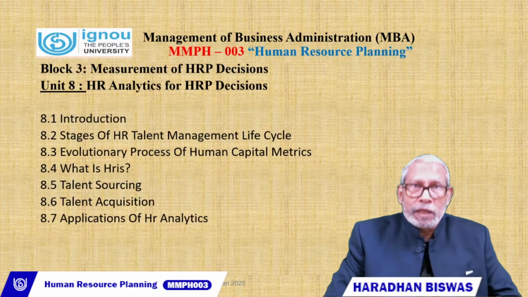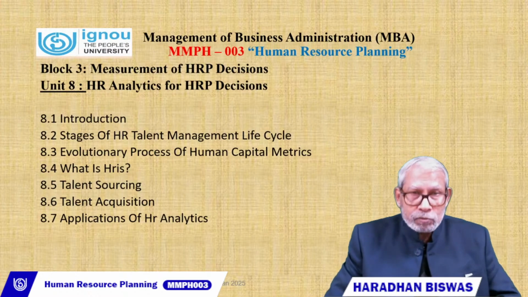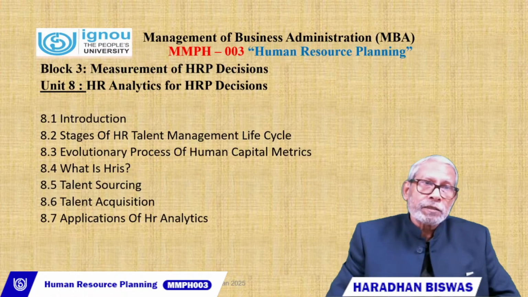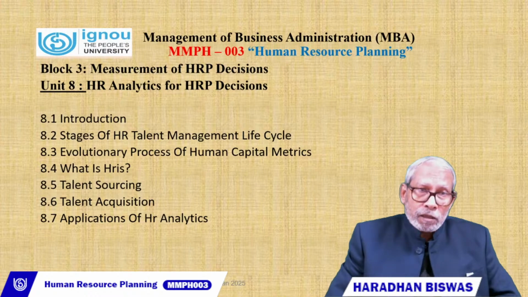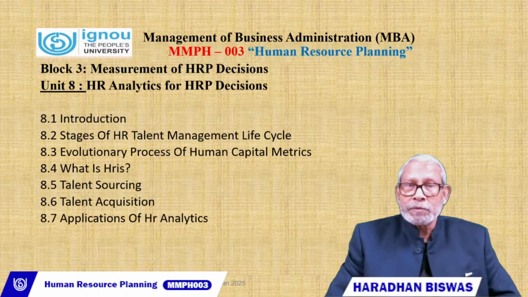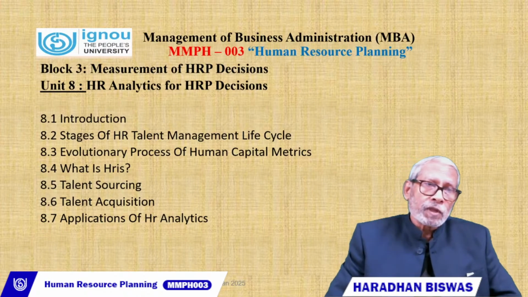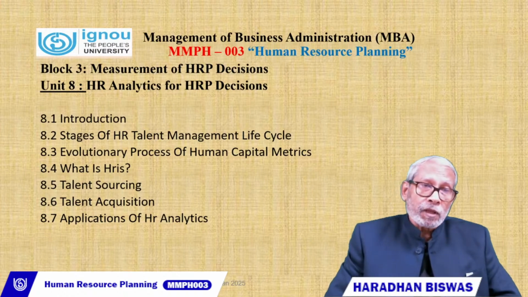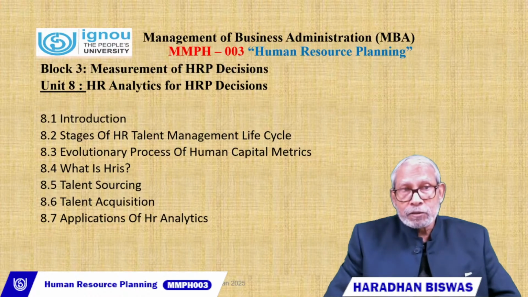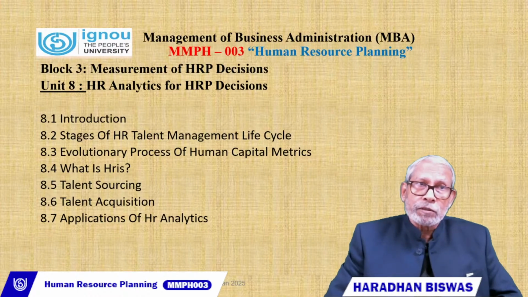Now I have to go for unit number 8. HR analytics for HRP decisions. Now, to take the decisions, in this unit I have to see the interaction as well, then stages of the HR talent management life cycle, then evolutionary process of human capital metrics, then what is HRIS, human resource information systems. That we have to see. In talent sourcing, talent acquisitions, application of HR analytics. So these are all the sub-units of unit number 8.